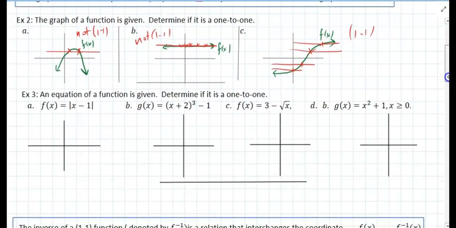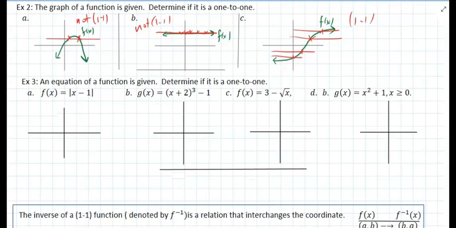Now there is a definition in the book, you're welcome to look at it, which states that a function is one-to-one if when x1 does not equal x2, f of x1 does not equal f of x2. That's a really complicated definition. We get around it by graphing. When they say an equation of a function is given, determine if it is one-to-one. Well, these are all functions.